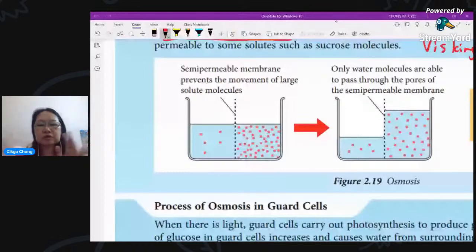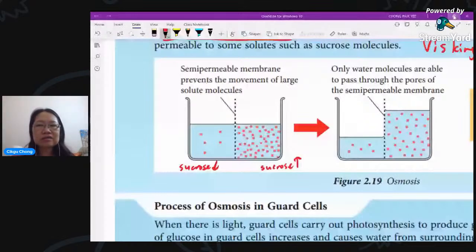Now, let me ask you a question. When you have a solution with more sucrose, a lot of sugar, very sweet, your sugar water is very sweet. When you talk about the water, will it be more or less? If it has very high sugar content, how is the water? Water high or water low?